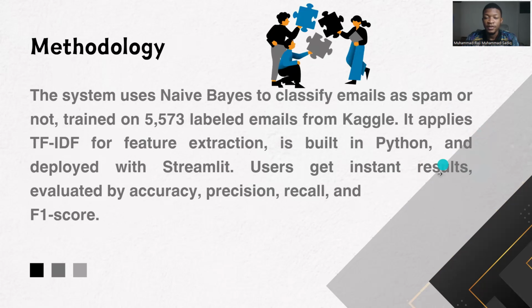So next is the methodology. This addresses how the system is built. The system uses Bayes to classify emails as spam or not, trained on 5,573 labeled emails from Kaggle. It applies TF-IDF for feature extraction and is built in Python, also deployed with Streamlit. Users get instant results evaluated by accuracy, precision, recall, and F1 score.